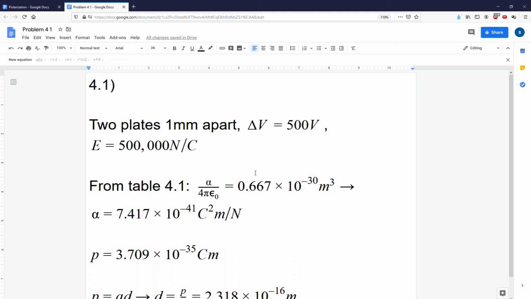Solving for alpha, remembering that epsilon naught is 8.85 times 10 to the negative 12th coulomb squared per newton meter squared. That gives an alpha value of alpha equals 7.417 times 10 to the negative 41st coulomb squared meters per newton.